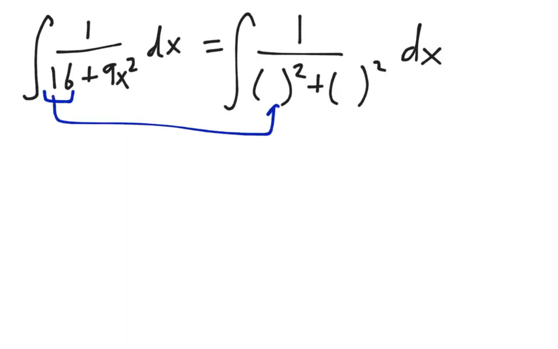So the 16 will turn into 4 squared, and then check this out. The 9x squared, okay, obviously there's going to be an x inside, but it's not going to be 9x, because you have to remember that there's a squared on the outside of all of this.